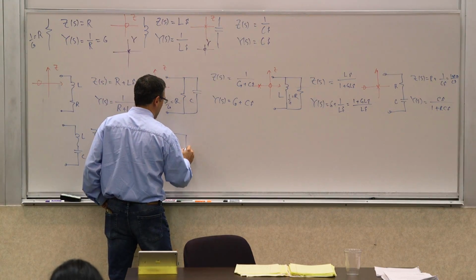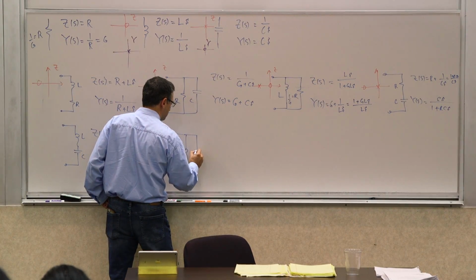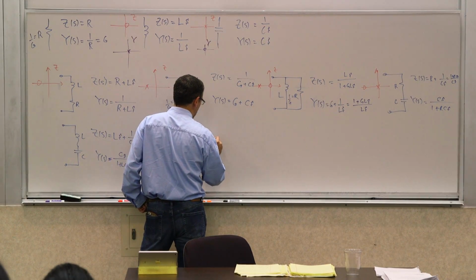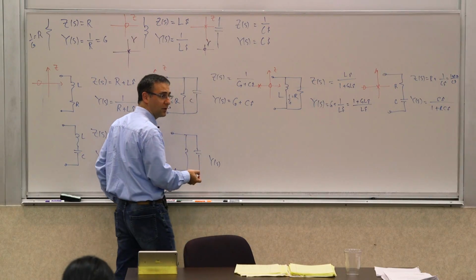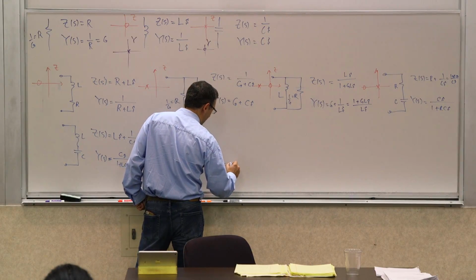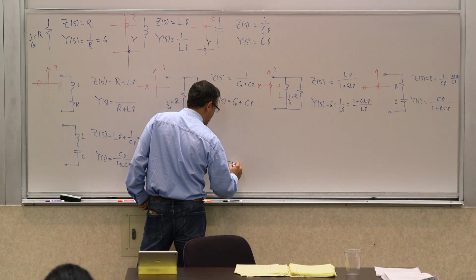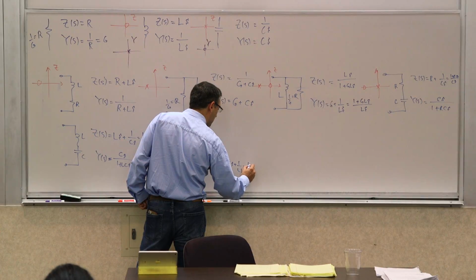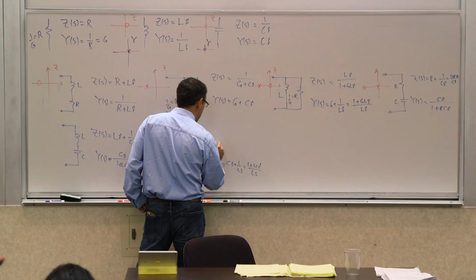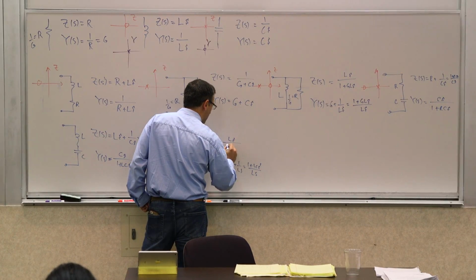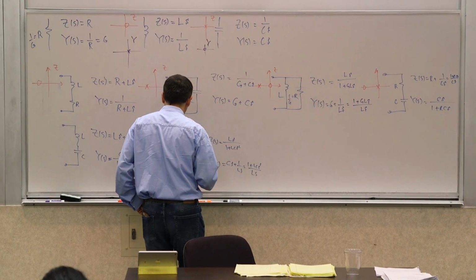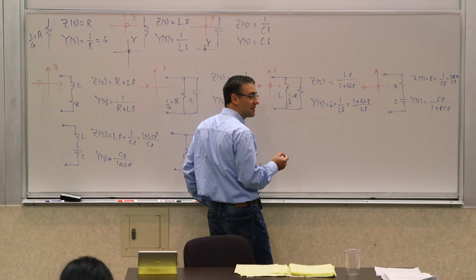You can also have the two of them in parallel, which would produce Y of S, which is easier to calculate. Whenever you have parallel combinations, it's easier to calculate the Y of S. So what you have is essentially CS plus 1 over LS, which gives you 1 plus LCS squared over LS, and then Z of S becomes LS over 1 plus LCS squared. Okay?